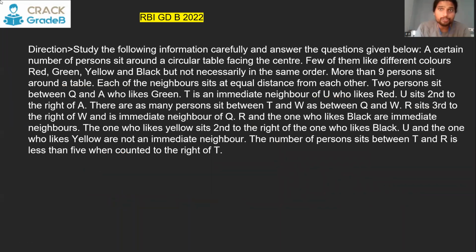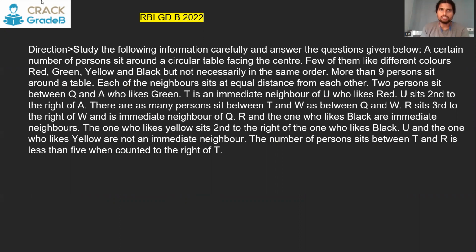Study the following information carefully. Answer the questions given below. A certain number of persons sit around a circular table. So this is about sitting arrangement. Circular table arrangement. Few of them like different colors. Also the color part is there. More than 9 persons sit around a table, each of the neighbors sitting at equal distance from each other and all.